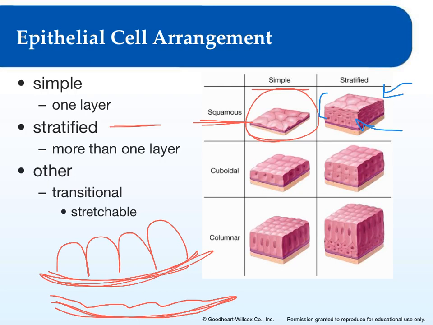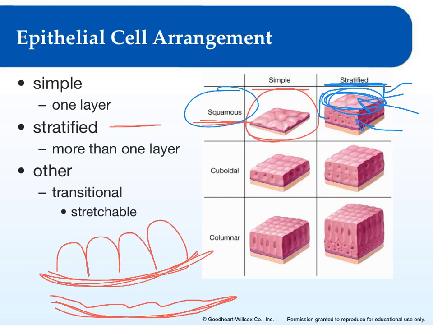But then the top layer looks like it's squamous tissue. So we name the tissue based off of that apical or free surface. So in this instance, this is stratified because it's more than one layer. Squamous because the apical or free surface is squamous or squished looking.